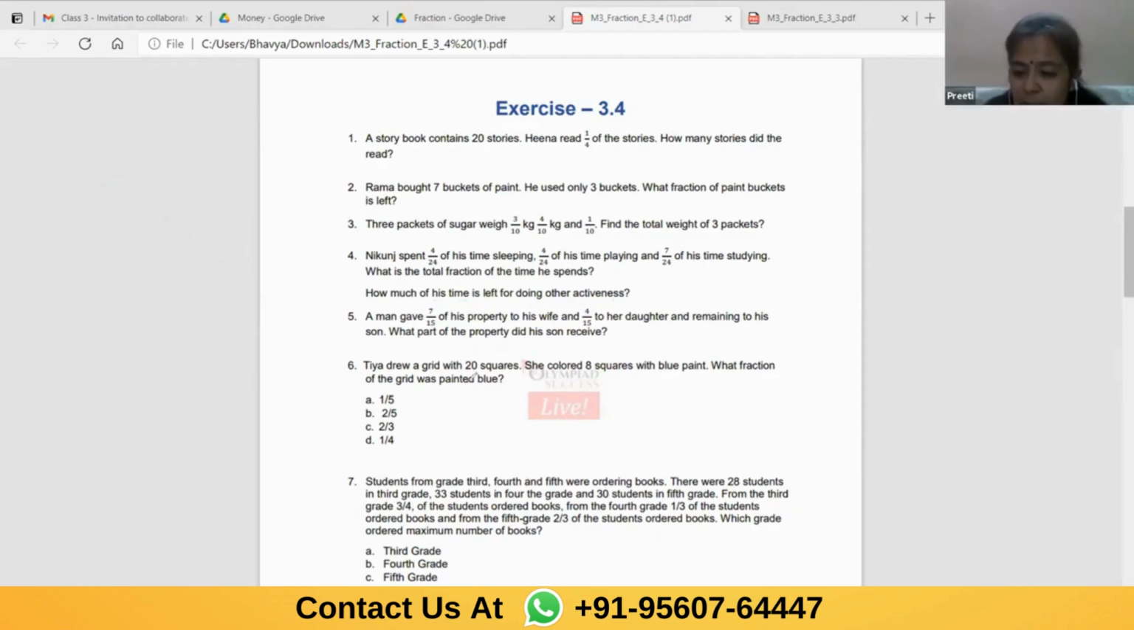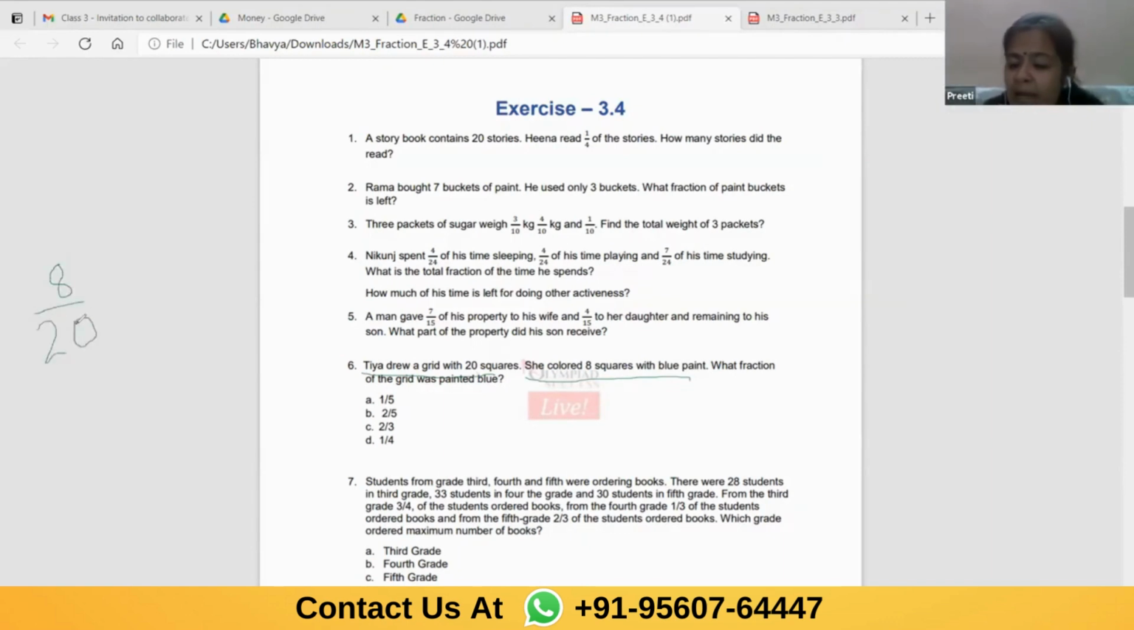Okay, bacha. Now, let's go to the 6th question. You have doubt in the 6th one also, right? Yes, ma'am. And somebody else also has. Tia drew a grid with 20 squares. So, that means my denominator is 20. There are total 20 squares in the grid. She colored 8 squares with blue paint. So what fraction of the grid was painted blue? Out of 20, how many squares did she color with blue paint? 8, ma'am. 8. So that means the answer should be 8 by 20.